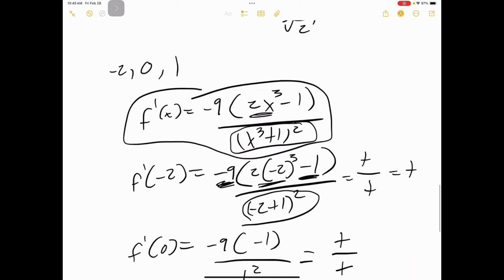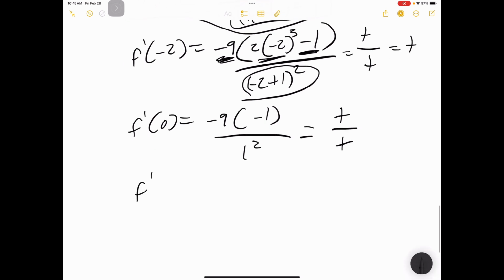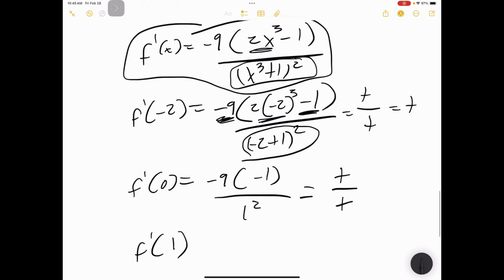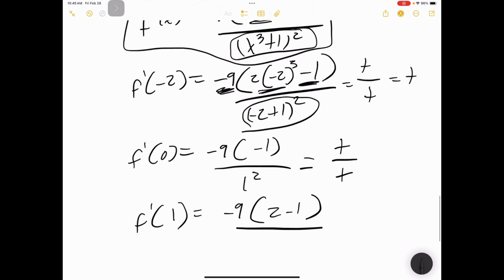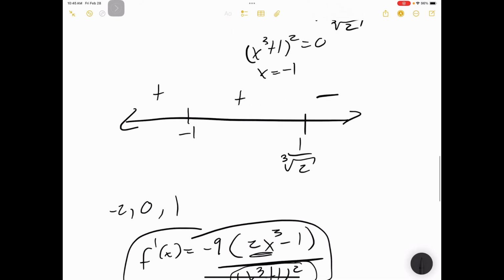Now we need our third point. We said f prime of 1. And if I plug 1 into my derivative, I get -9 times 2 minus 1 over something negative, or something positive, because it's 1 plus, what's 2 squared. So in the numerator, I have -9 times 1, which is a negative, over 2 squared, which is a positive. So we actually get something decreasing on the right.